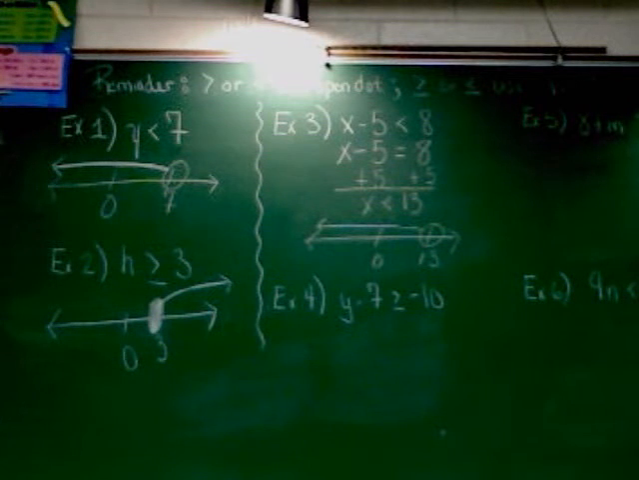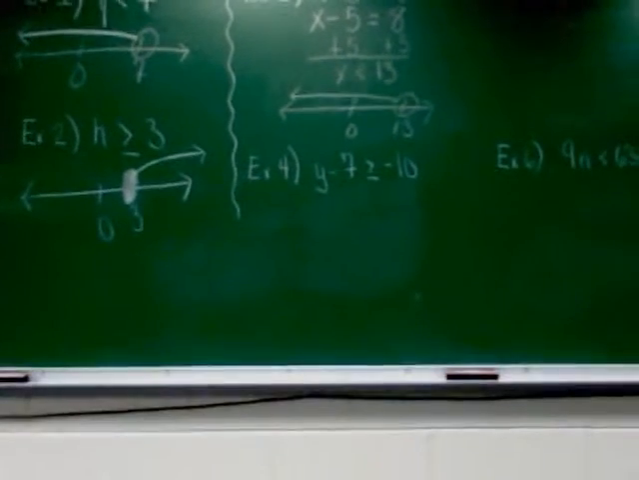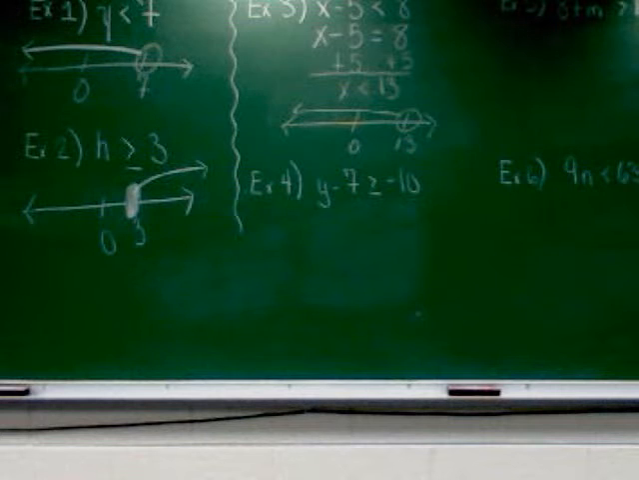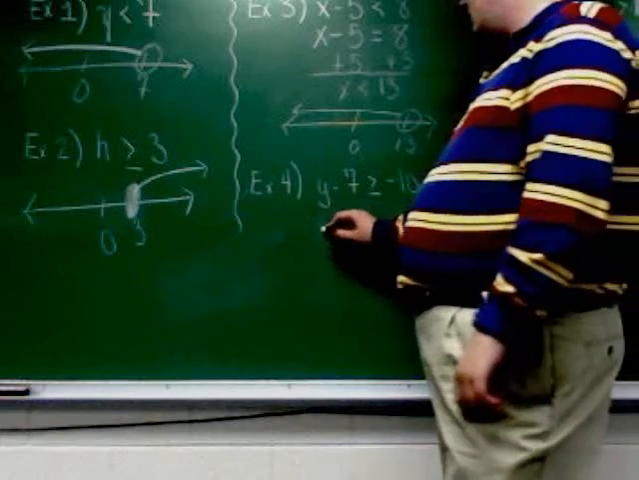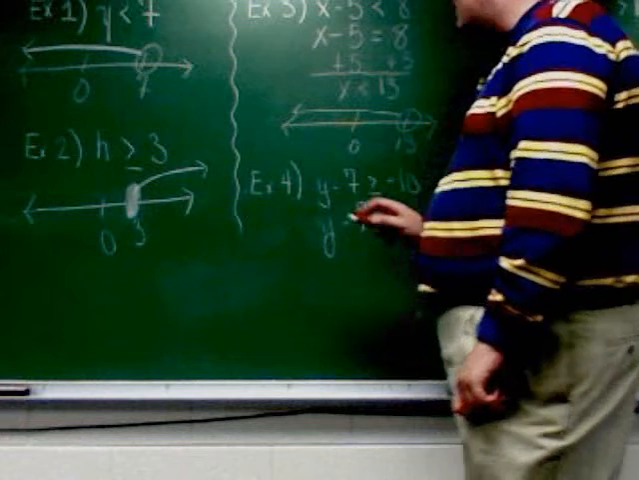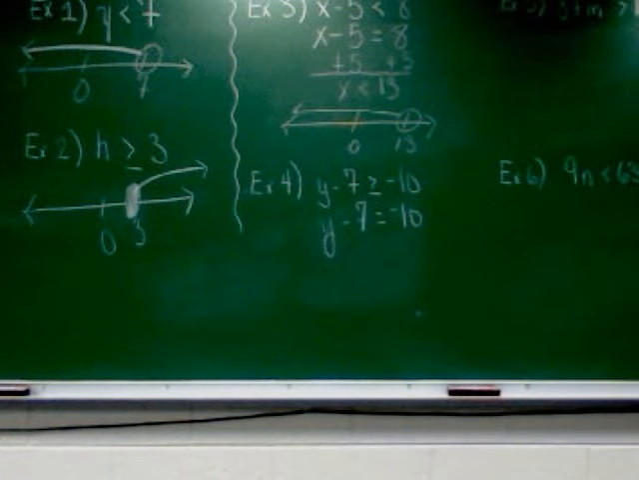Okay. Example 4. Y minus 7 is greater than or equal to negative 10. So it becomes y minus 7 equals negative 10. This is the last time I'm going to change it to an equal sign, and from here on out, I won't. So if it said y minus 7 equals negative 10, how would you solve? Elaine? Add 7 to both sides.